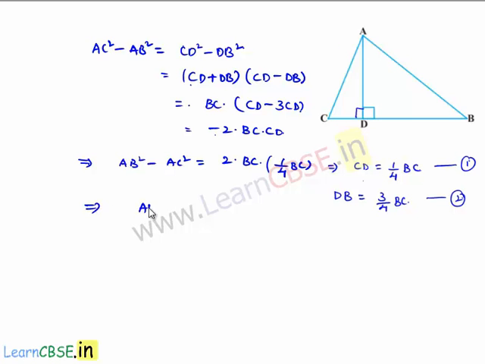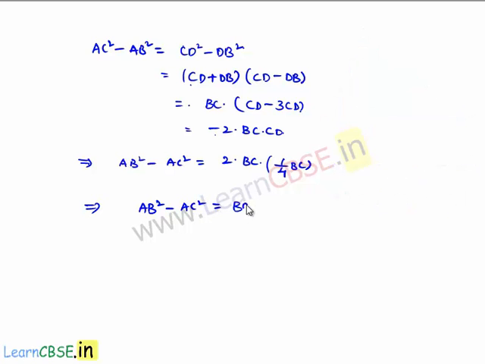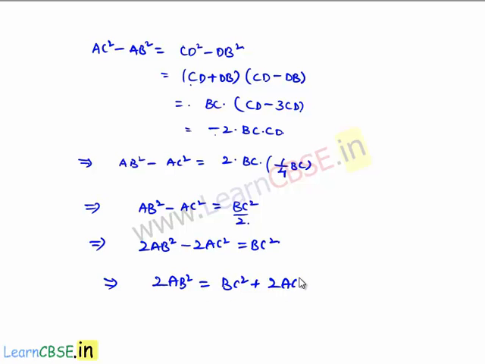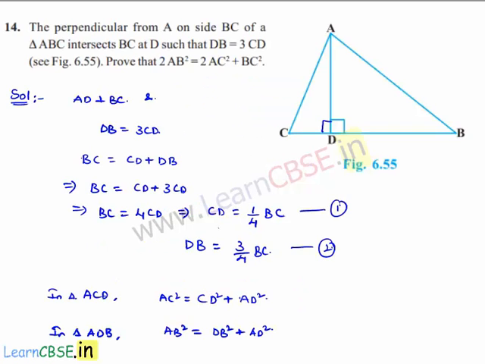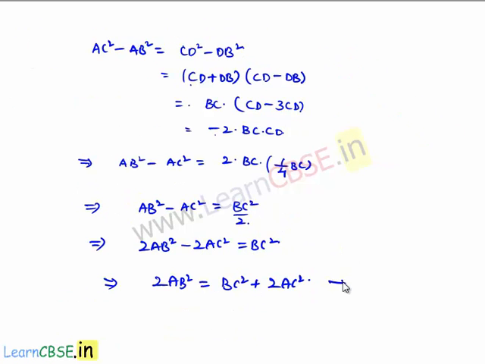So finally we got that AB square minus AC square is equal to BC square by 2. Now by cross multiplication we get 2 times AB square minus 2 times AC square is equal to BC square, which implies 2 times AB square is equal to BC square plus 2 times AC square. This is what the required proof for us.